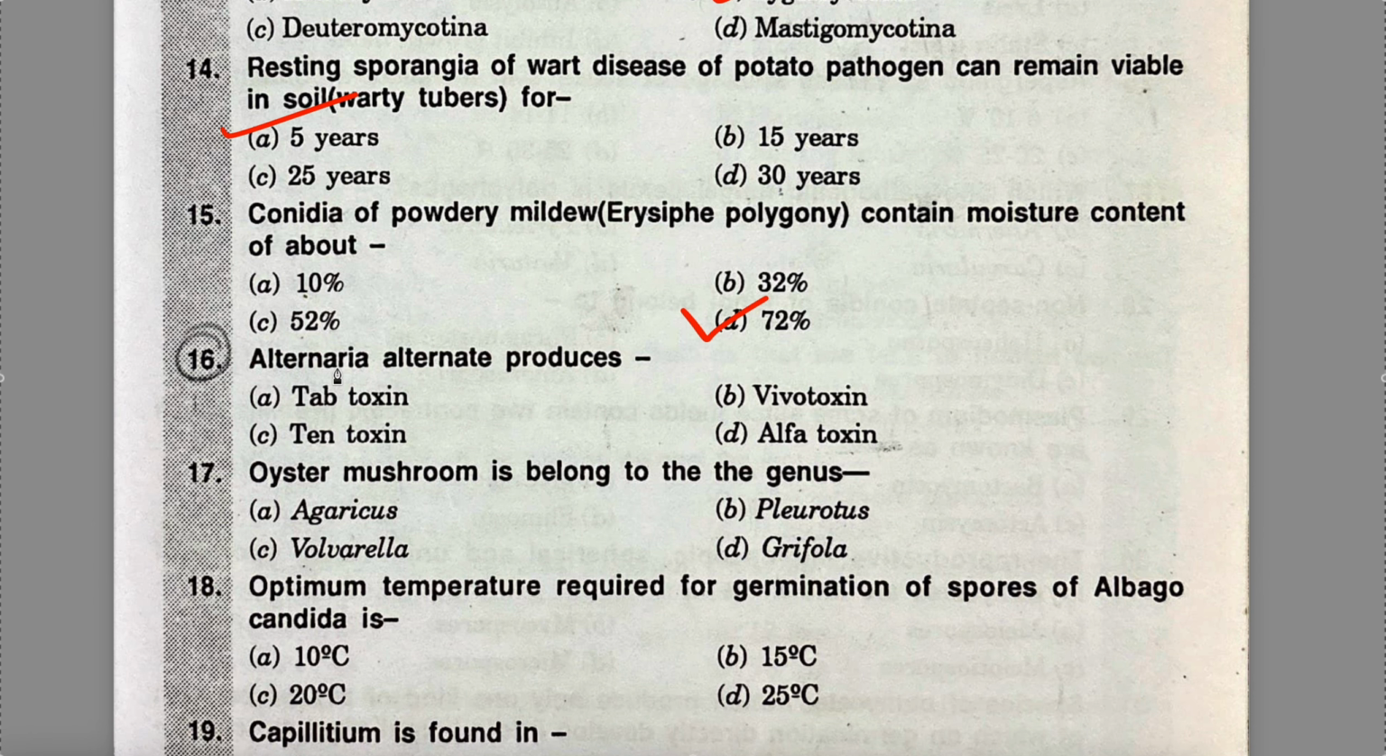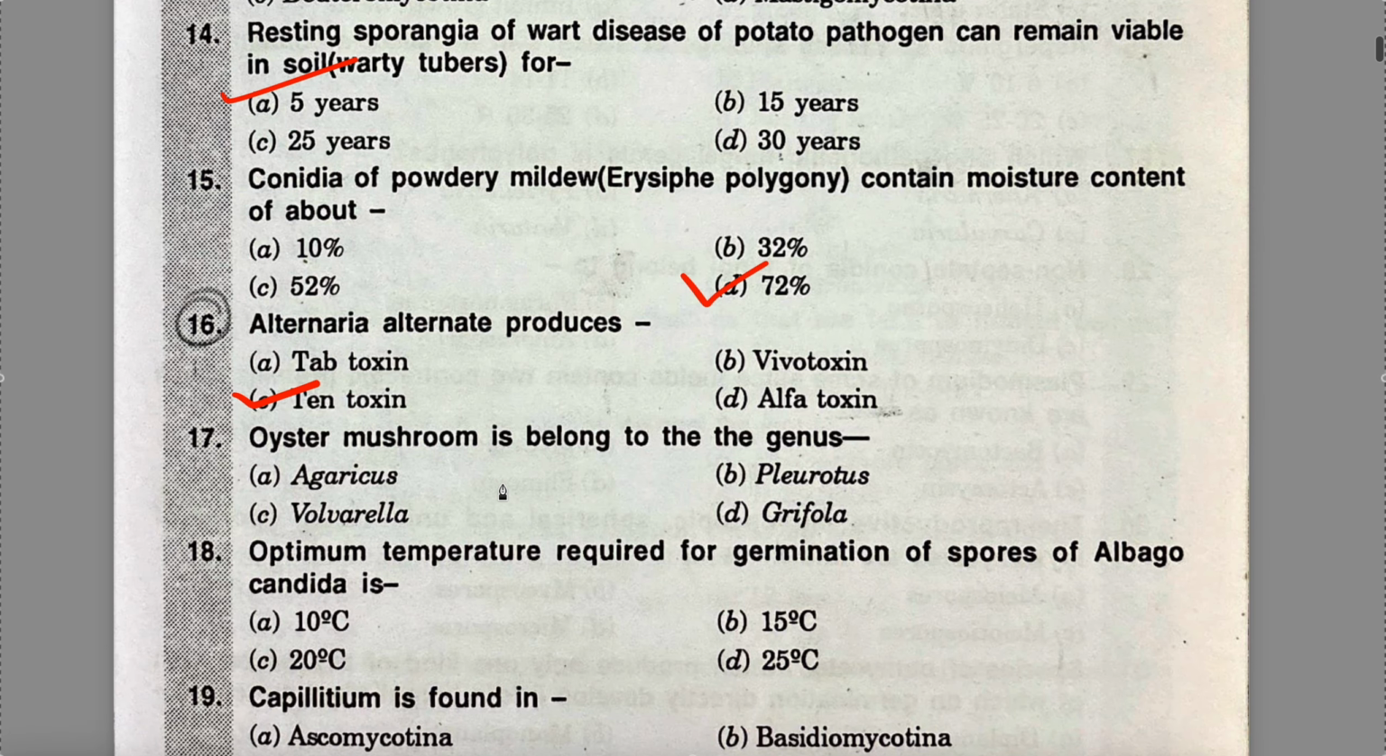Question 16. Alternaria alternata produces taptoxin, victorin toxin, tentoxin, or alpha toxin. It produces tentoxin. This is Alternaria alternata, not alternate, right? Question 17. Western mushroom belongs to the genus Agaricus, Pleurotus, Volvariella, or Grifola? Answer is B. Pleurotus ostreatus, right?